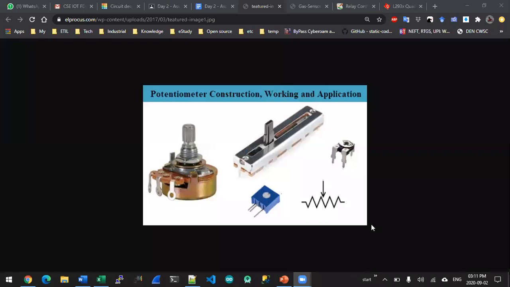Now we are doing the potentiometer, the LDR sensor and the gas sensor. All of them will be using the analog input to the Arduino. I will just give you a brief about them, and then Nadir will explain the circuit and the program.